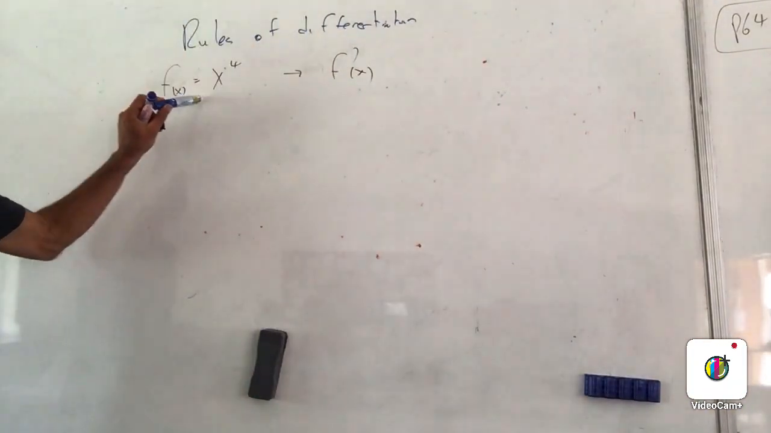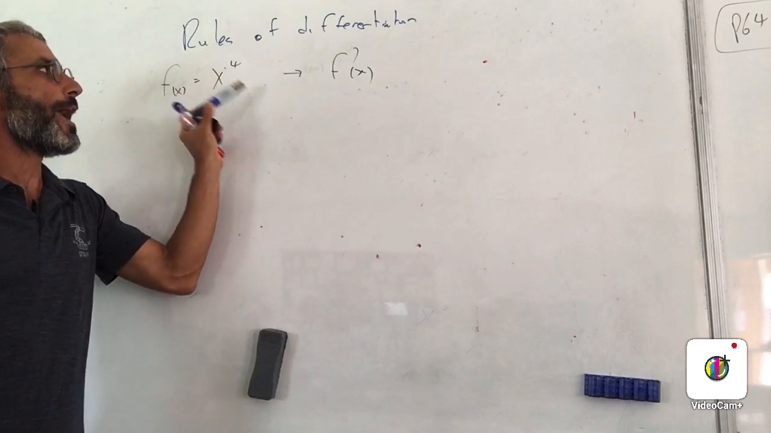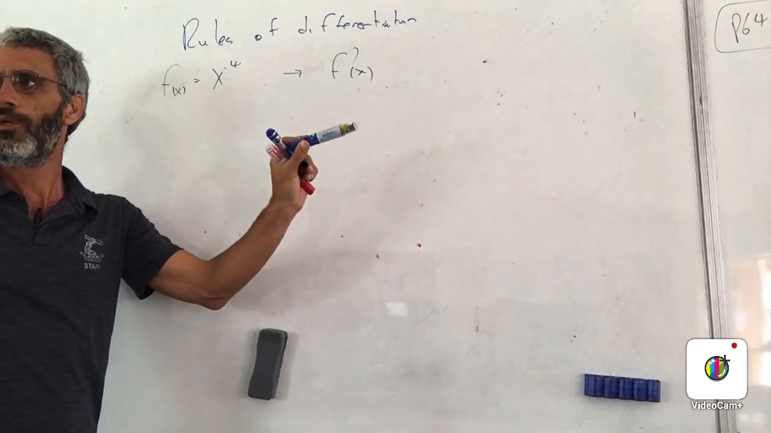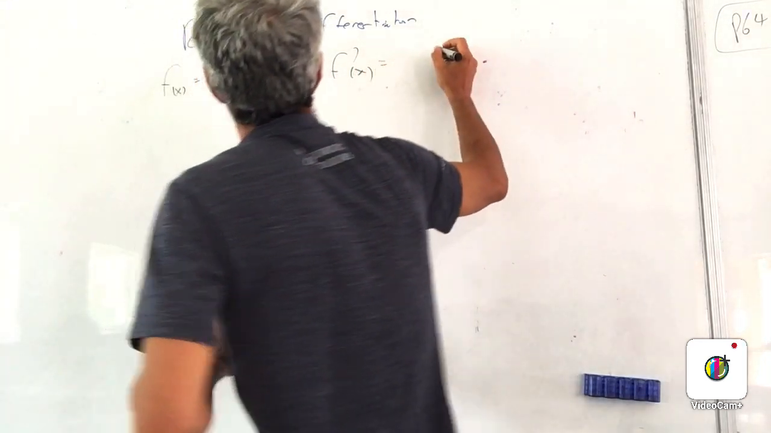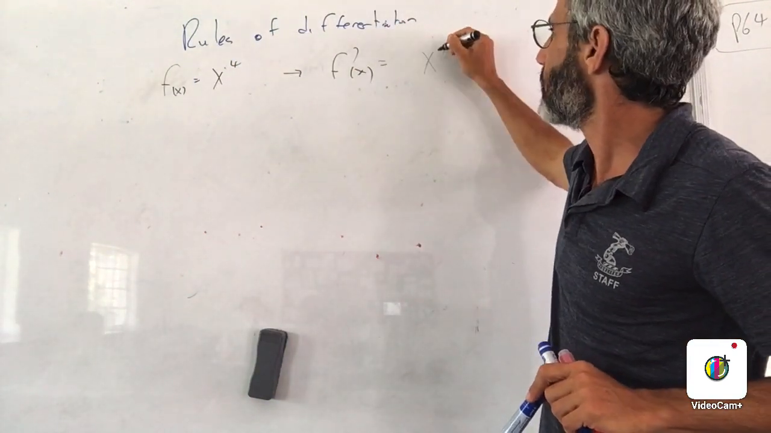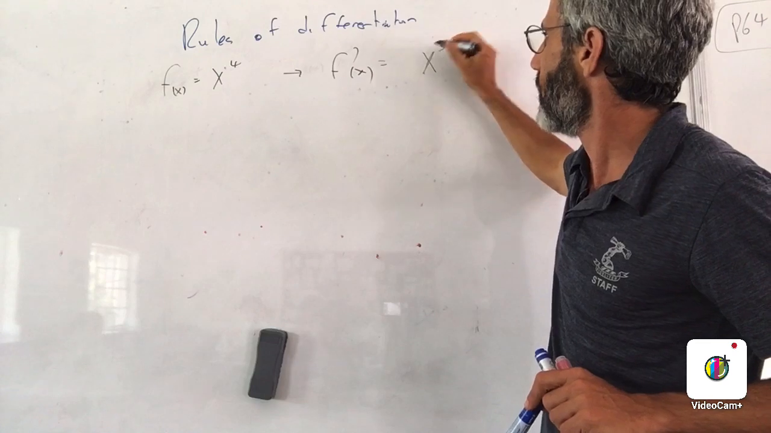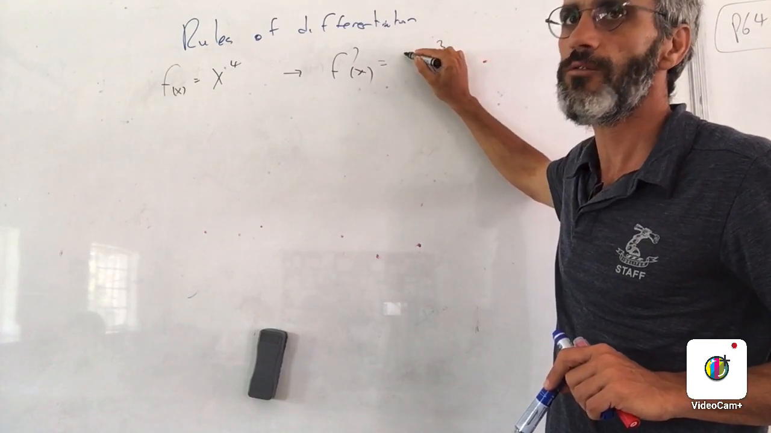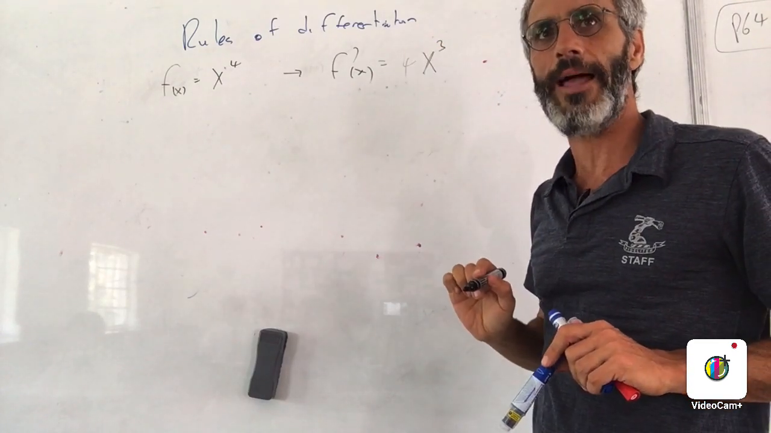I've got a function, f of x equals x to the power of 4. What is the derivative? We'll start again. What is the power of x? 3. And then what do I have in front? 4. As easy as that.